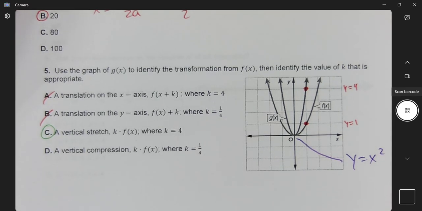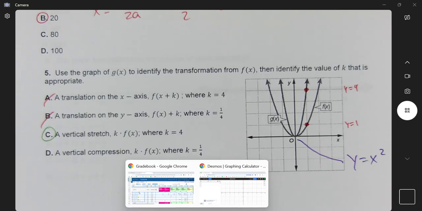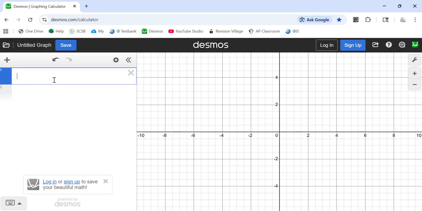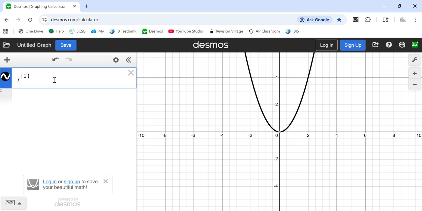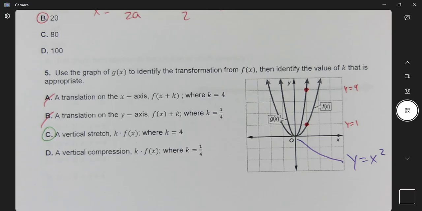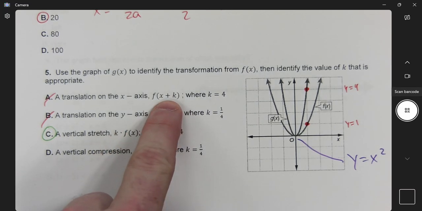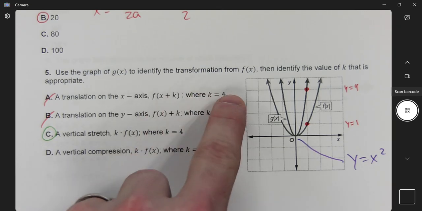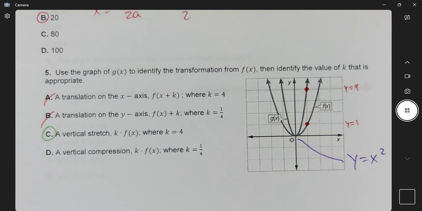Okay, so I'm going to go to x squared on Desmos, and we're just going to put things places. So we get x squared. Your option A was replace x with x plus k in parentheses. So what I'm going to do is open a set of parentheses where x was and replace it with x plus 4 to see if it gave me a picture like this.